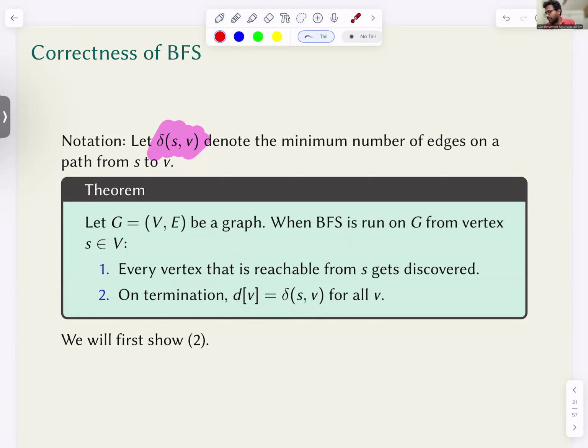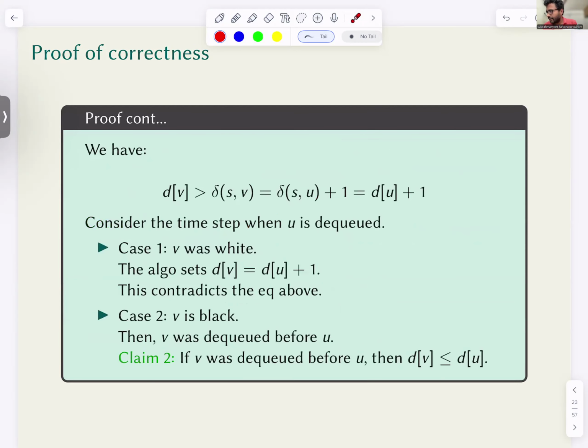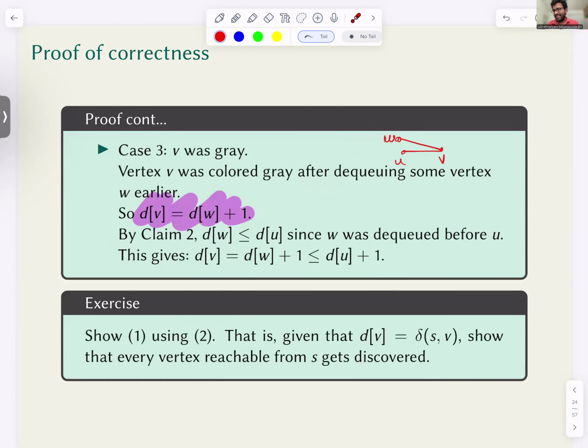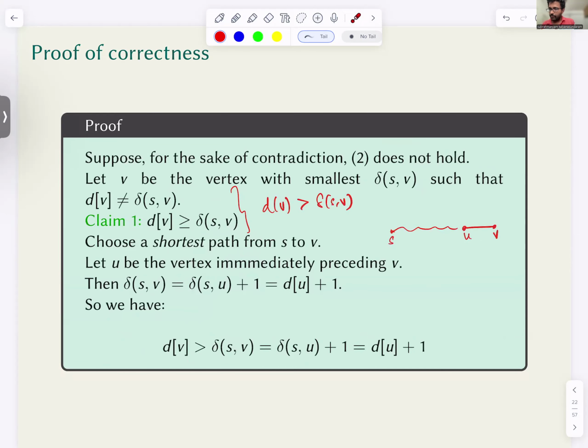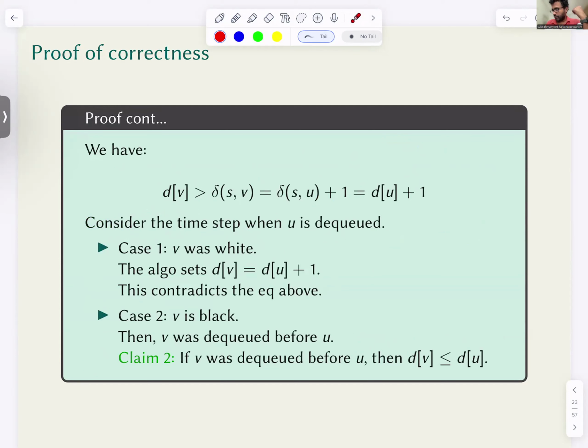So step one is not really that difficult, it's kind of straightforward, so I'm not getting into that. What remains to be shown are claim 1 and claim 2. Claim 1 is that dv is greater than or equal to delta sv, it never becomes smaller. And claim 2 is that for the things in the Q, whenever a vertex v is dq'd before u, then dv is less than or equal to du.